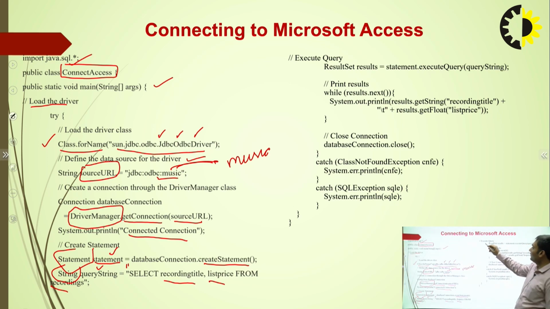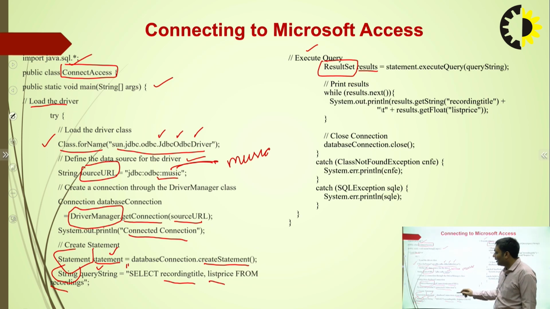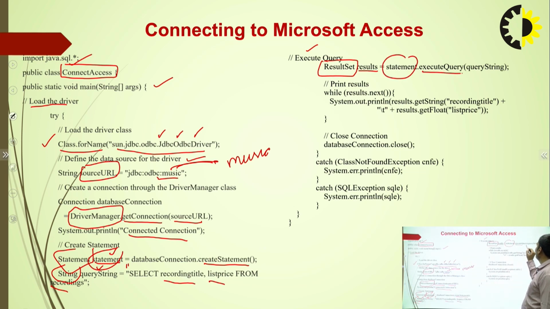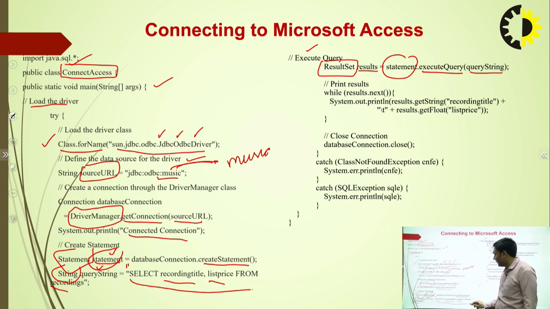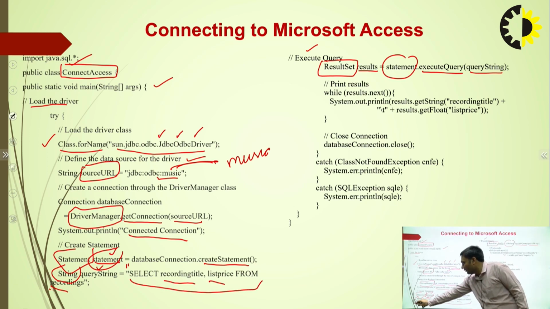Now the next step is to execute the query. To execute the query, we need the ResultSet class, and I will create an object of ResultSet named result, and I will store the result of this query using the statement object. So statement.executeQuery is the method, and queryString is the string where we are storing the SQL, and you pass it inside this.